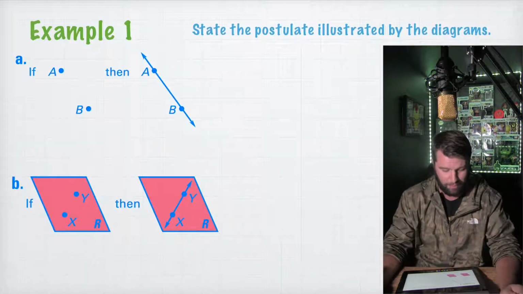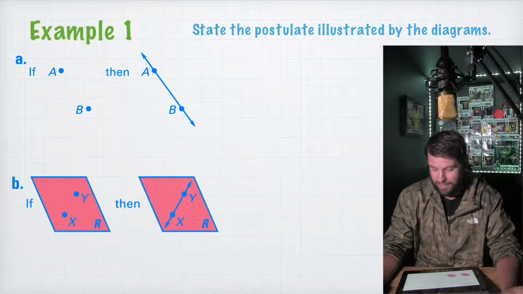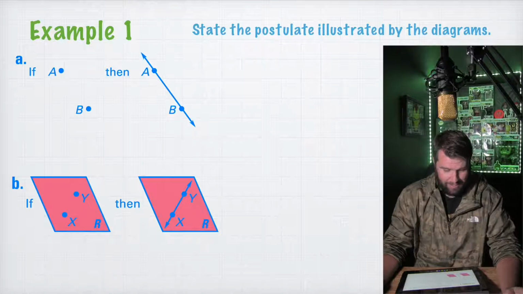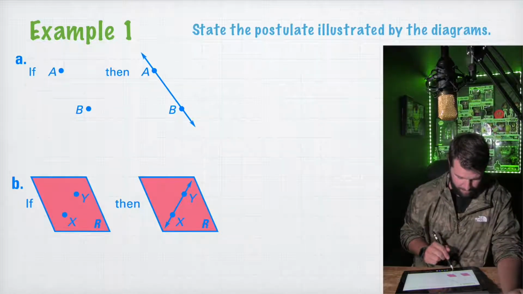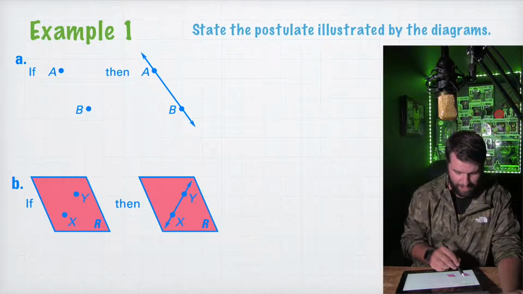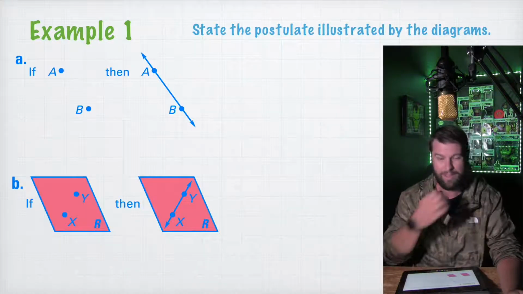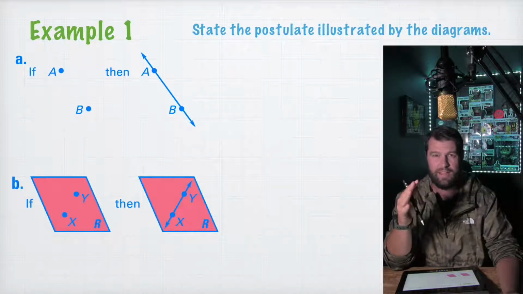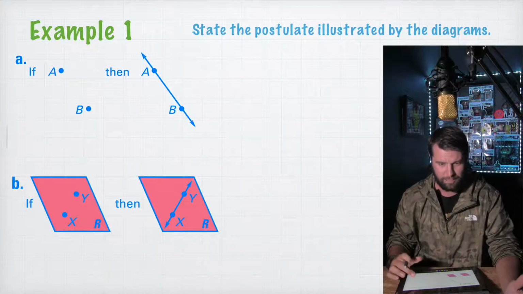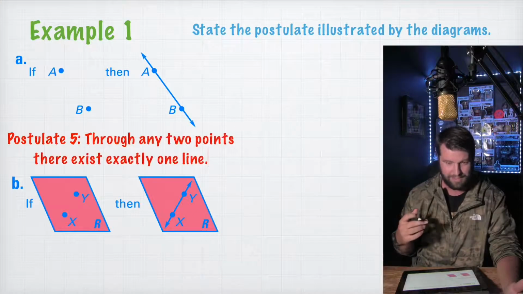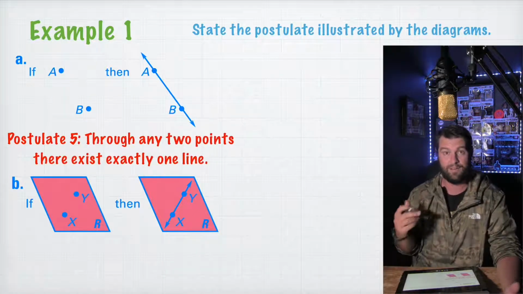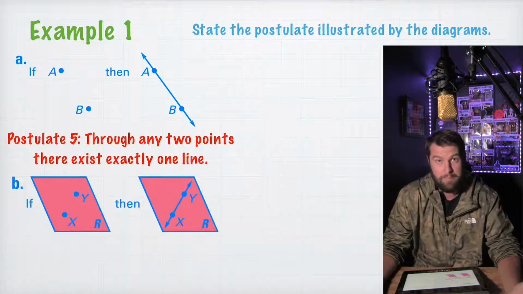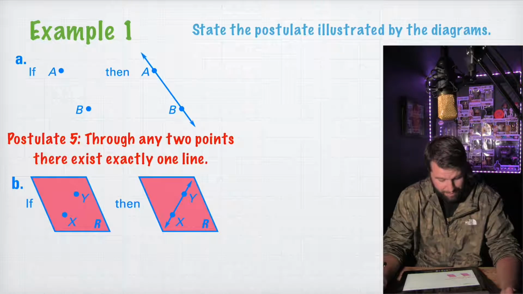So here we go. Example 1. State the postulate illustrated by the diagram. So it says, if points A and B, then there's a line through A and B. So, what postulate says that if you have 2 points and then you have a line that connects them? What postulate deals with that? Well, that's postulate 5, and postulate 5 says through any 2 points there's exactly one line. Okay? That makes sense, right?